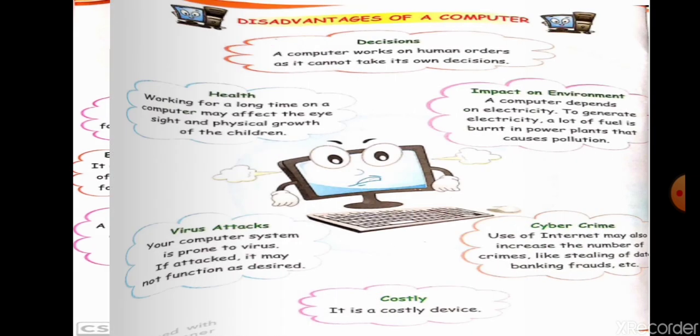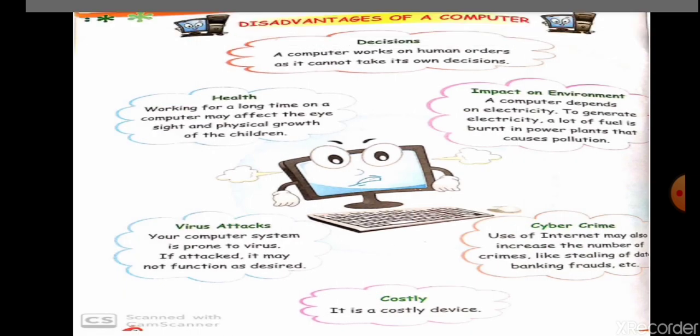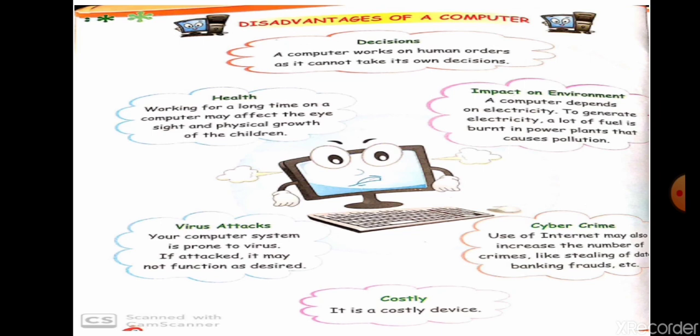Now disadvantages of computer. There are many disadvantages of computer. The computer cannot take decisions on its own. They work according to the orders we give. The computer always works on human orders and they can't take their own decision. Health. If we are working on the computer for a long time, it affects our health. It affects our physical growth. It affects our eyesight, etc.